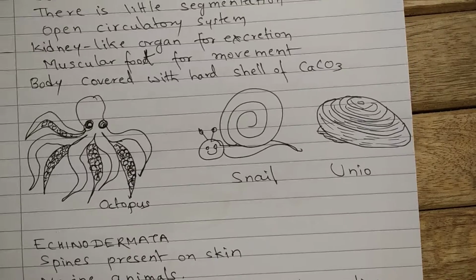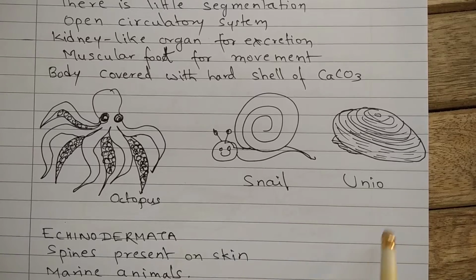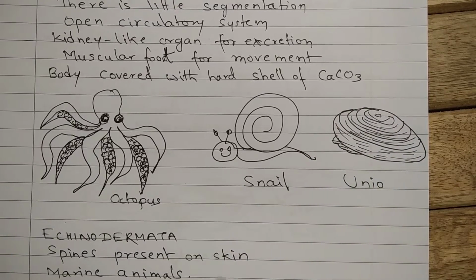Okay, some examples are octopus. This is a snail, and this is unio, mussels. Unio is a type of mussels.